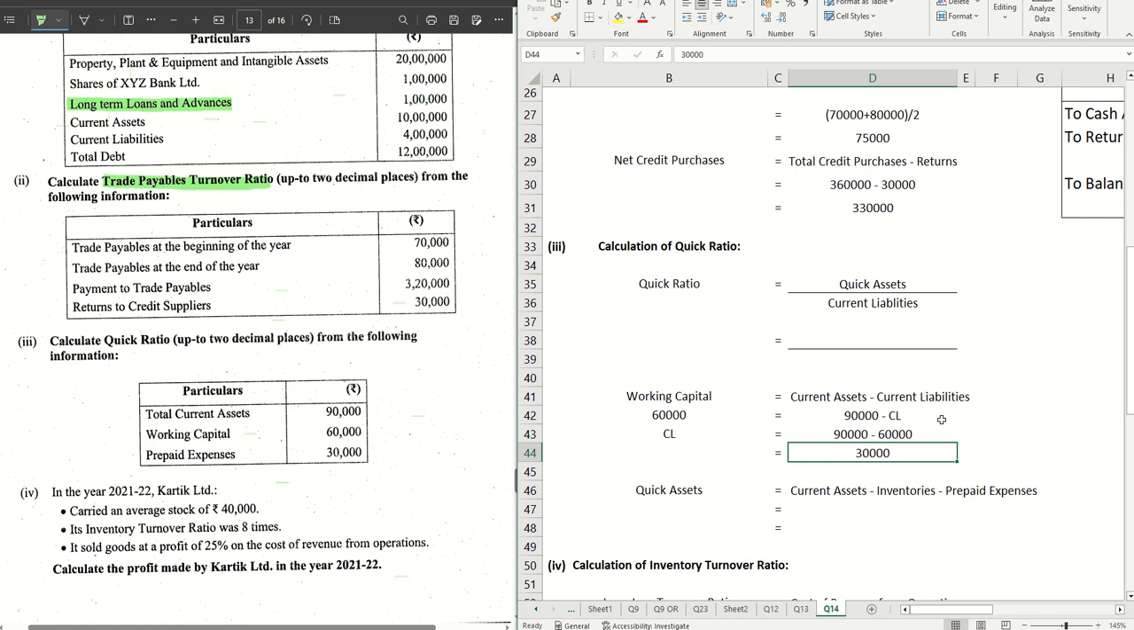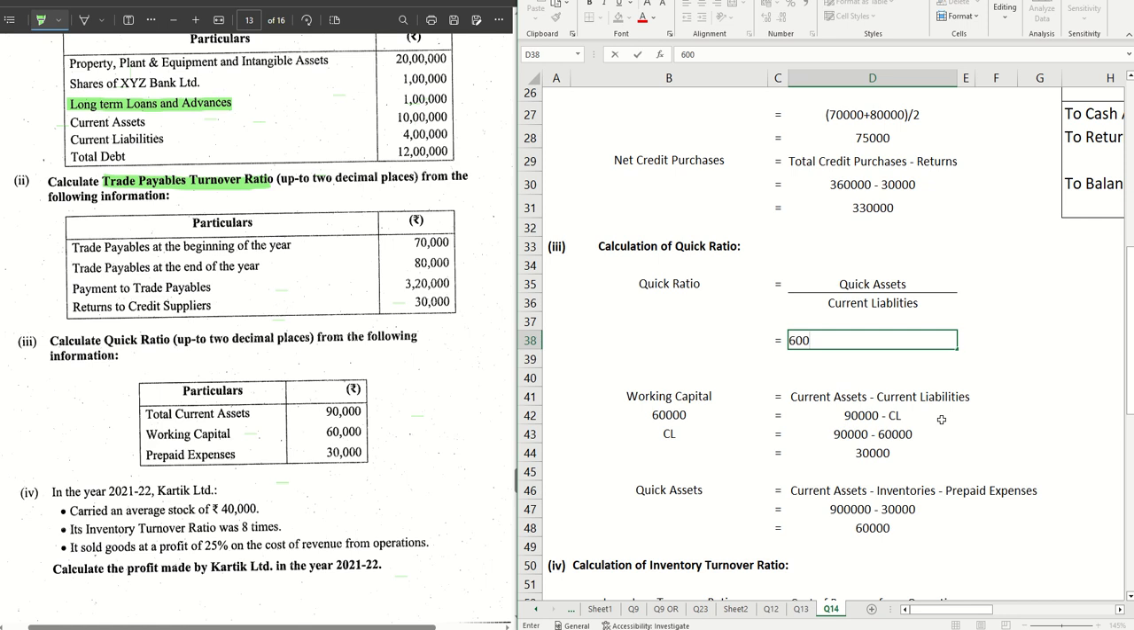One thing is calculated. Now let's calculate the quick assets. Quick assets are current assets minus inventories minus prepaid expenses. We don't have inventories here. However, we do have prepaid expenses. So we'll subtract that from current assets. So 90,000 minus 30,000, that's 60,000. So our quick assets are 60,000.